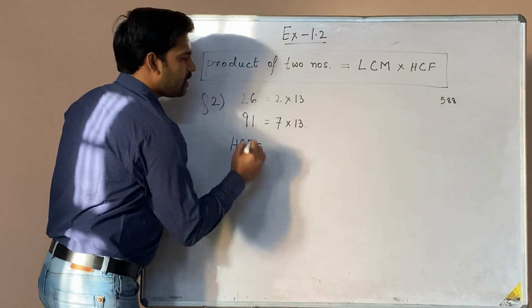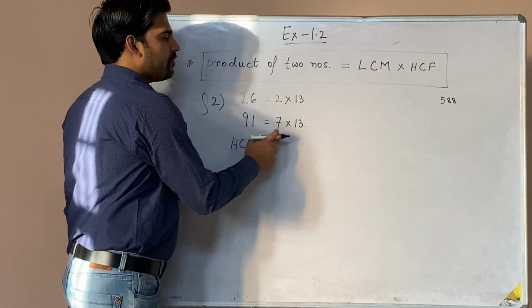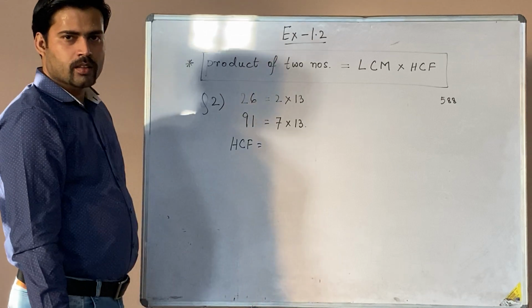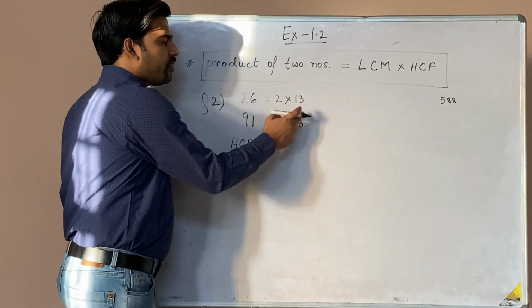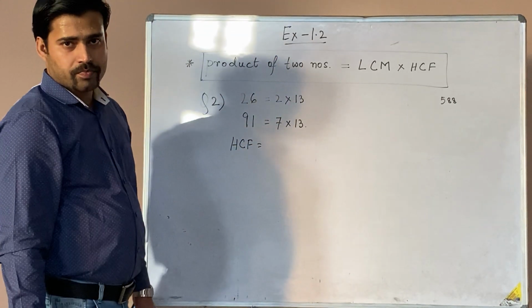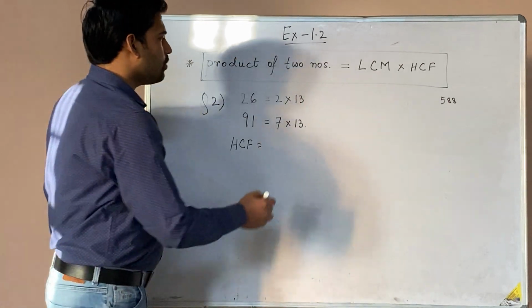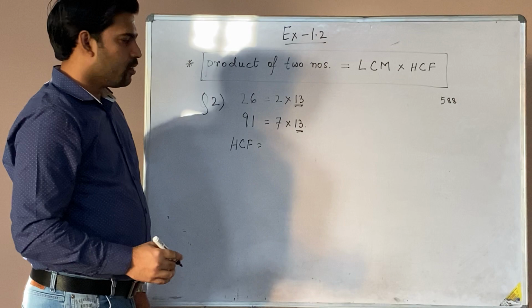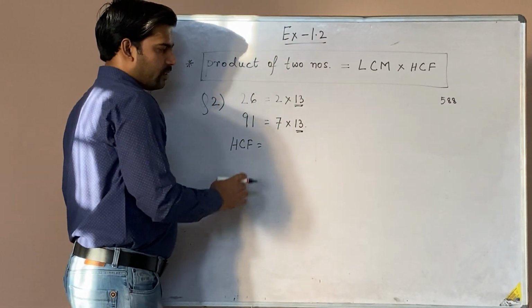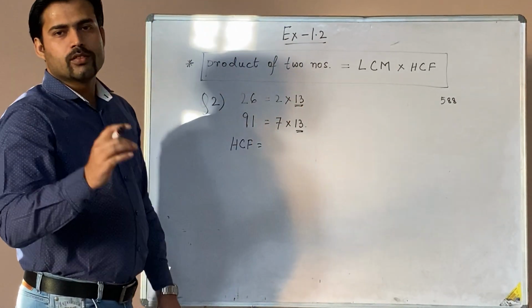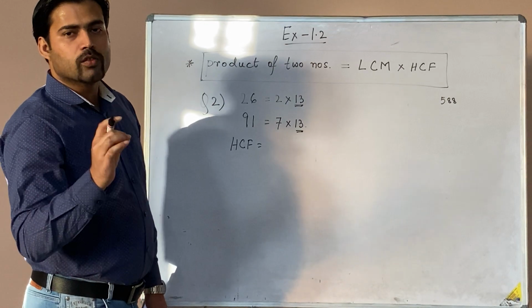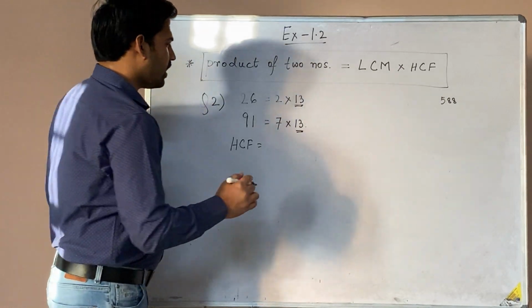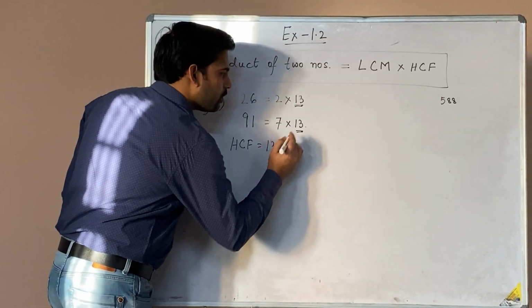Clear? Now going for HCF right now. So HCF is basically what? You will look into the prime factors of each and every number. After that, you will try to find out the common ones among them. So the common number is 13. Clear? So how to find out the HCF? I will write it down separately. To find out HCF, you need to find out the common factors first of all. So write down the common factor. Then go with the power.